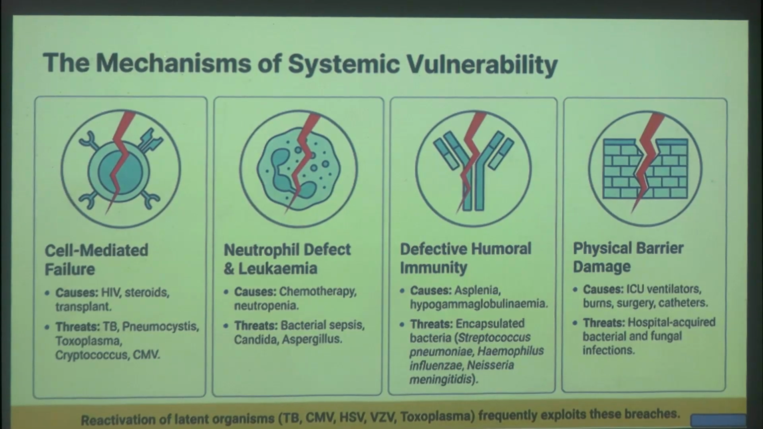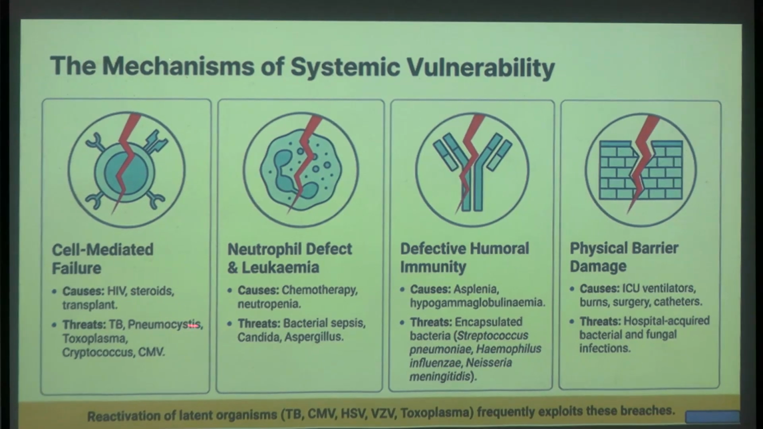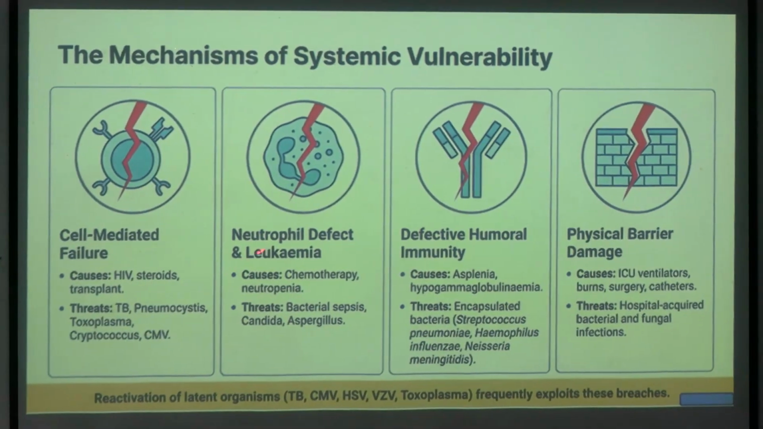An immunocompromised host, first of all, has cell-mediated immunity failure. What does that mean? Cell-mediated immunity means their T cells, CD4 and CD8 lymphocytes, don't work properly because they're not functioning. That may be caused by HIV, steroids, and transplant patients. Threat: TB, Pneumocystis pneumonia, Toxoplasma, Cryptococcus, and also CMV.